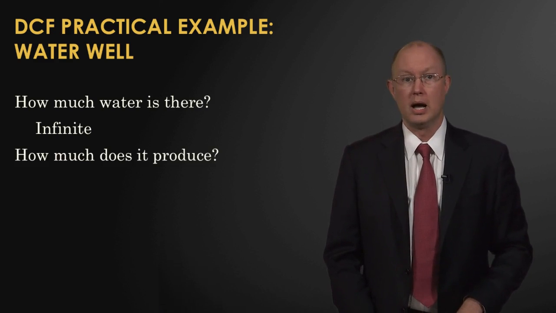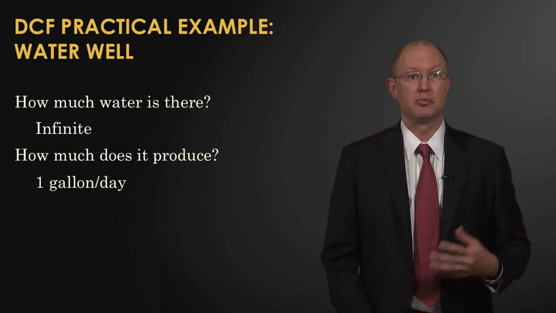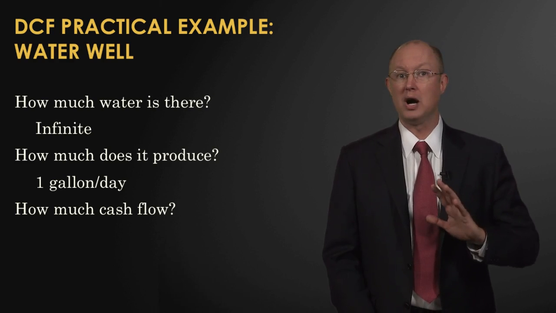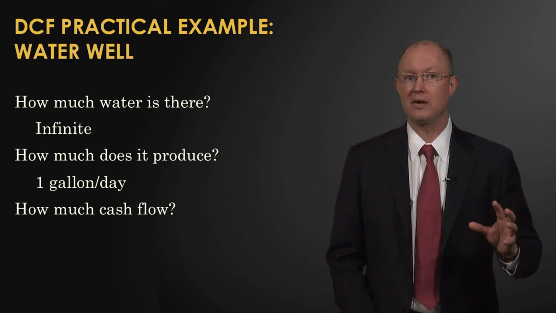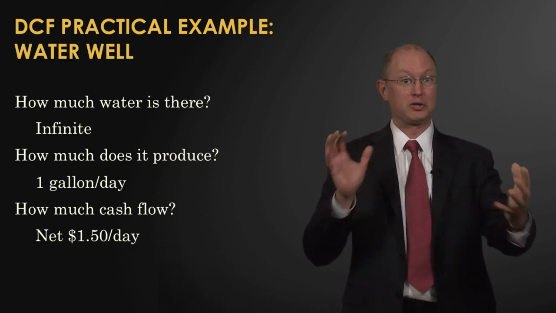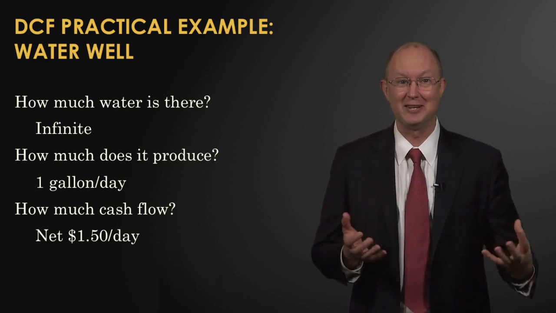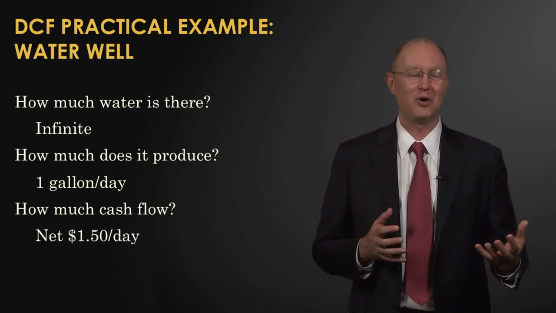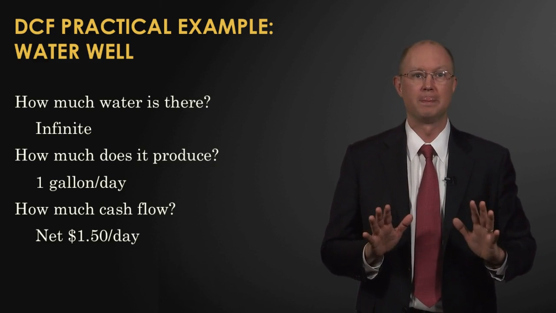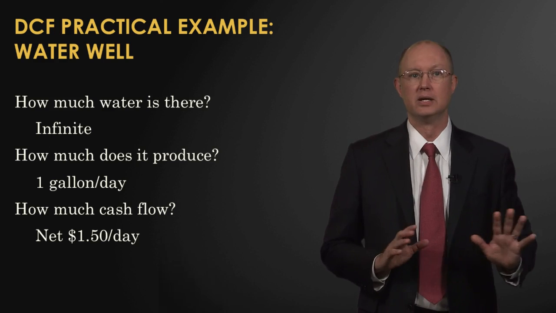Okay, how much does it produce? Let's say it produces 1 gallon per day. It's a slow well. Okay, how much cash flow can we get from that 1 gallon per day? Let's say there's one, I don't know, postal worker that comes by the well every day and they'll pay for that gallon of water net of cost. Let's say the total cash flow that we can get, total profit, is $1.50 a day.